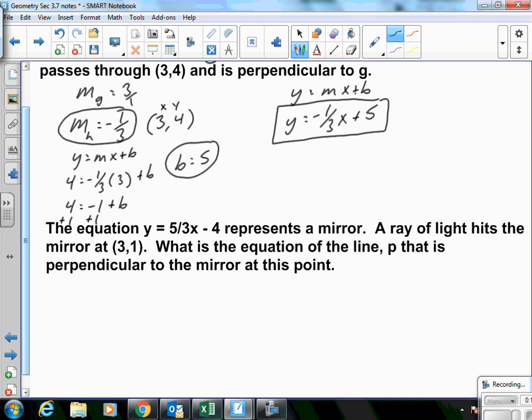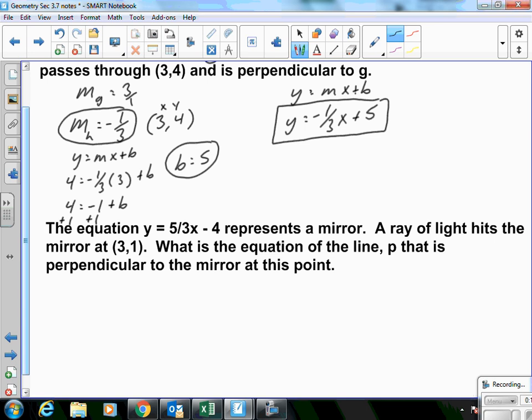All right, and then one more here. The equation y equals 5/3 x minus 4 represents a mirror. A ray of light hits the mirror at the point 3, 1. What is the equation of the line P that is perpendicular to the mirror at this point? So, a lot of extra words, but really all it's saying is we've got a line that has the equation 5/3 x minus 4, and we've got a line that's perpendicular to that that goes through the point 3, 1. What's the equation of that line?